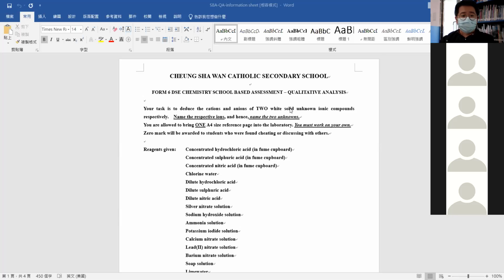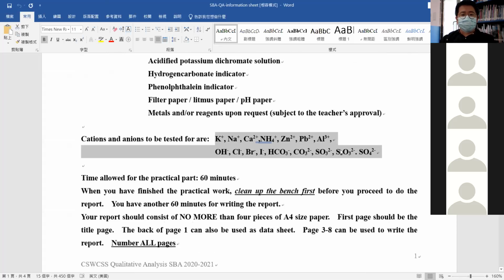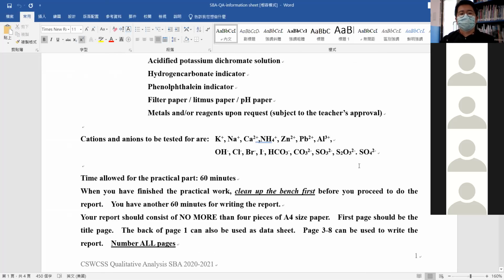Instead, we ask you something easy. Within that combination, take a look. The cations are from potassium, sodium, calcium, ammonium, zinc, lead, and aluminium. Other cases will not be examined. All other possibilities will be confined to this. For anions, we have hydroxide, chloride, bromide, iodide, hydrogen carbonate, and carbonate. You may find that very tricky. Then sulfite, sulfate, thiosulfate. The final three form a combination, and the observation is rather confusing to you.